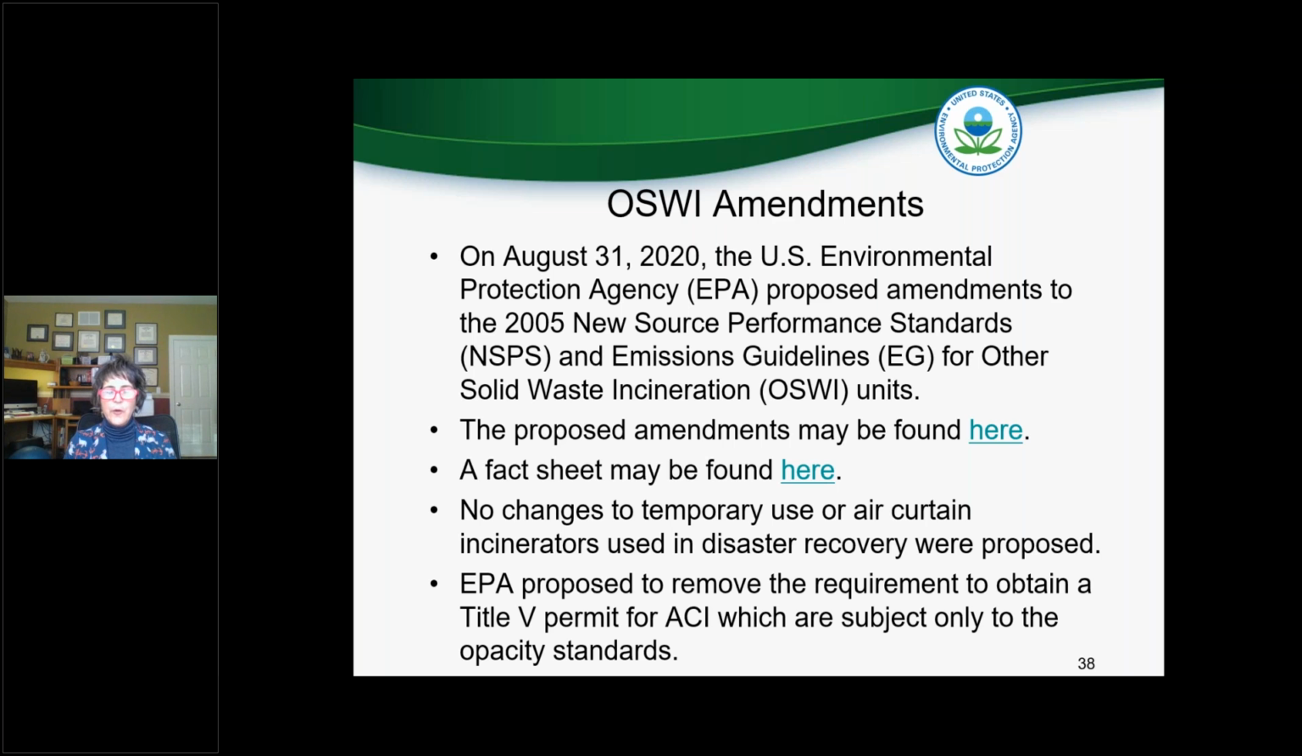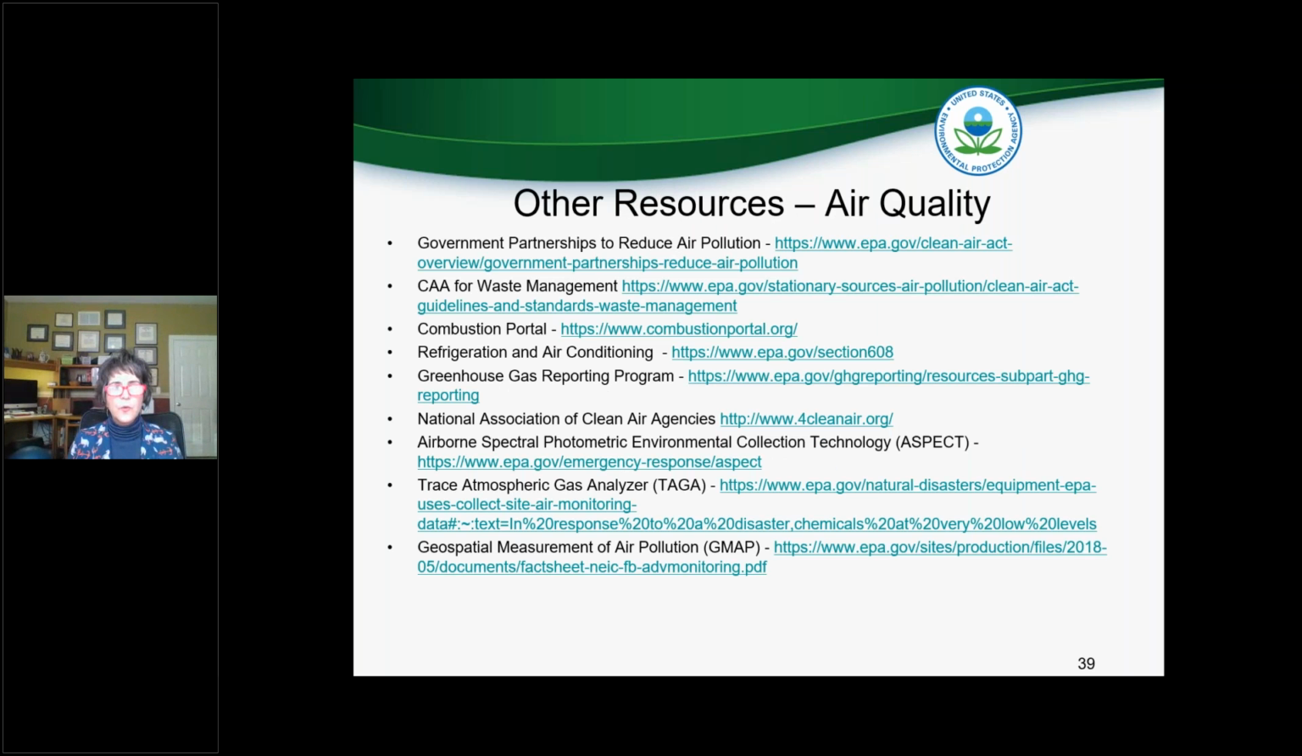There was a proposed change for air curtain incinerators, in that we proposed to remove the requirement that an air curtain incinerator would have to get a Title V permit when it's only subject to the opacity standards. So those would be the ACI that are burning 100% clean wood waste, yard waste, or 100% of a mixture of those types of wood wastes. I encourage you to follow those amendments. Again, the links are there, the fact sheet, and then be looking for the final amendments to be published in May of 2021.